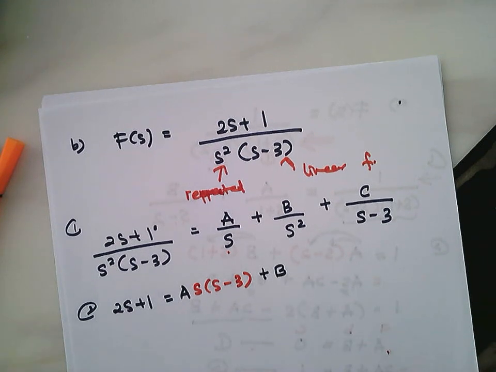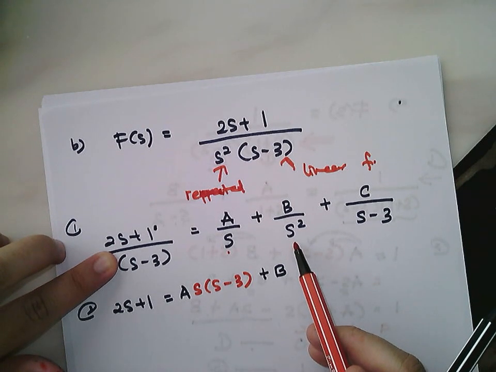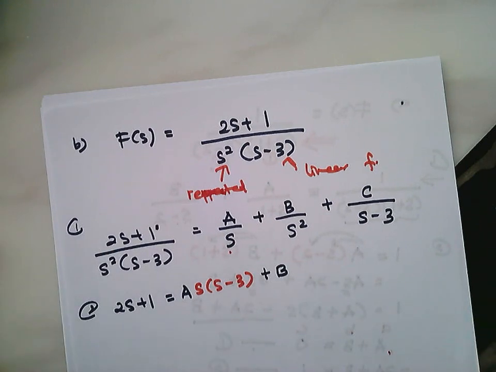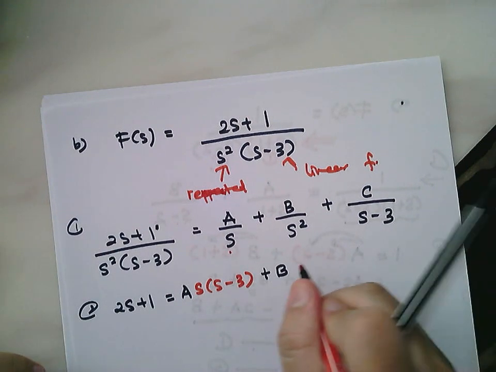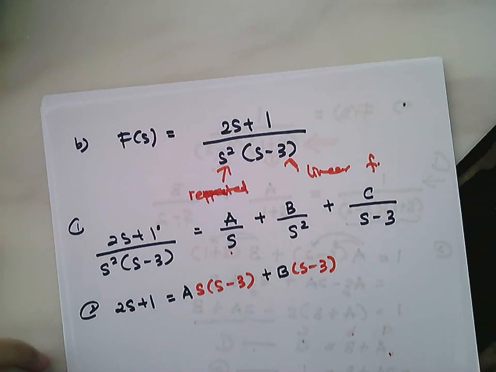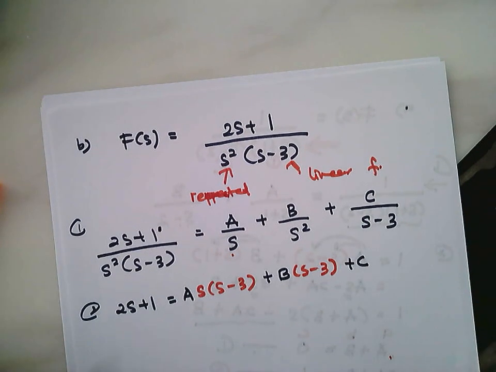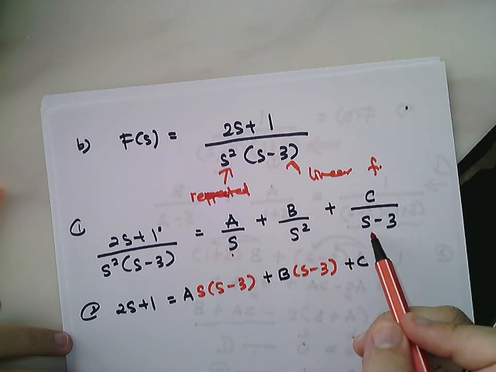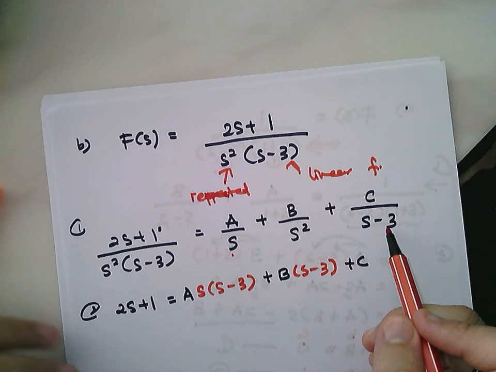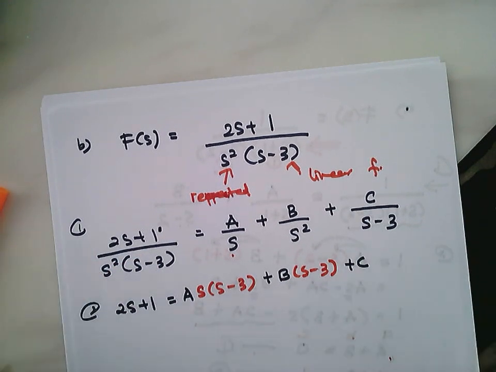So compare the denominator part. You already have the s squared, so you are left with only s minus 3. That's why you need to multiply only by s minus 3. And for the last one, plus c. As you can see here, for c you already have s minus 3. So therefore you need to multiply only by s squared.